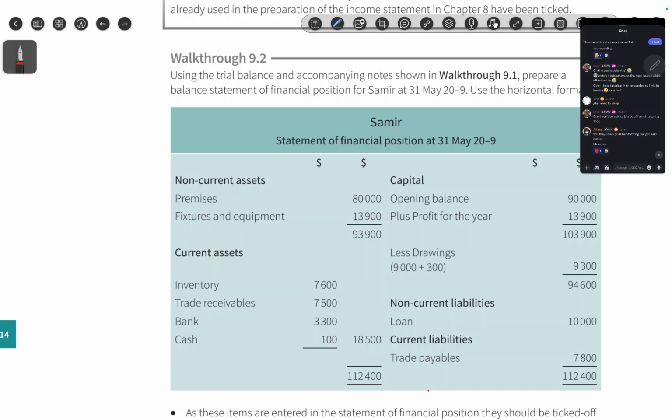So non-current assets, you can see premises, which is basically buildings and that stuff, and fixtures and equipment. You don't really intend to resell this stuff. And then you have your inventory, you want to sell this. You have your trade receivables, the amount other people owe you, that's why it's an asset, and since its value will change constantly, it's a current asset. And then bank and cash, they're current assets as well.